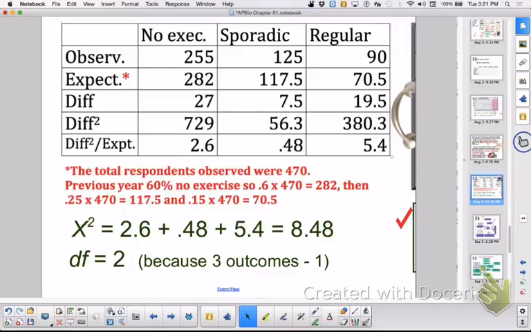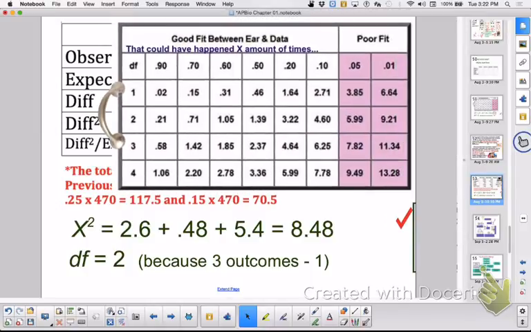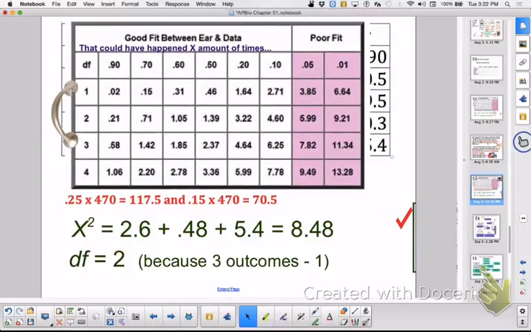8.48. So how many choices did we have? No exercise, sporadic, and regular. So we had 3 choices. So 2 degrees of freedom. We're going to look it up right here: 2 degrees of freedom and 8.48. Oh, we just disproved our null. We said it shouldn't show any difference, and lo and behold, it has.